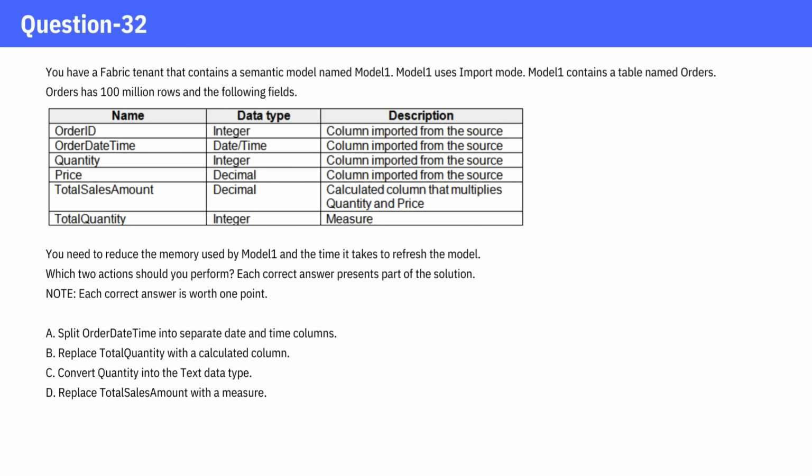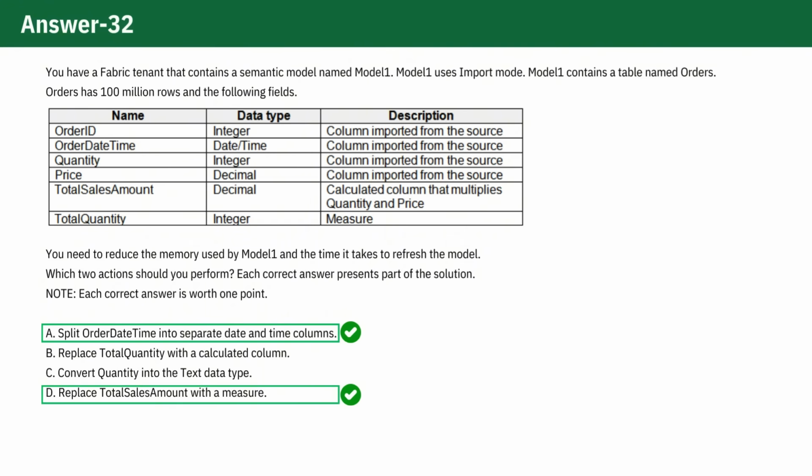A. Split order date time into separate date and time columns. B. Replace total quantity with a calculated column. C. Convert quantity into the text data type. D. Replace total sales amount with a measure. Pause the video, take a moment to think about it, and then check the answer. The correct options are A and D.